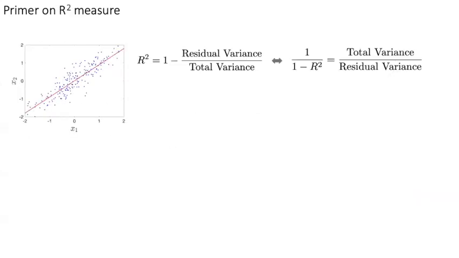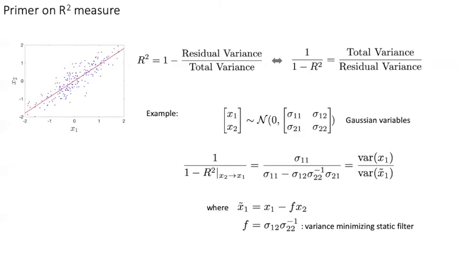The Granger causality measure is really a generalization of the R-squared measure from statistics. You probably learned R-squared in linear algebra 101 or statistics 101. It's a way to quantify the linear dependence of two variables. Suppose we want to explain x1 using x2. The linear dependence R-squared measure from x2 to x1 is 1 minus the residual variance divided by the total variance. Or we can write it this way: 1 divided by 1 minus R-squared equals total variance divided by residual variance.